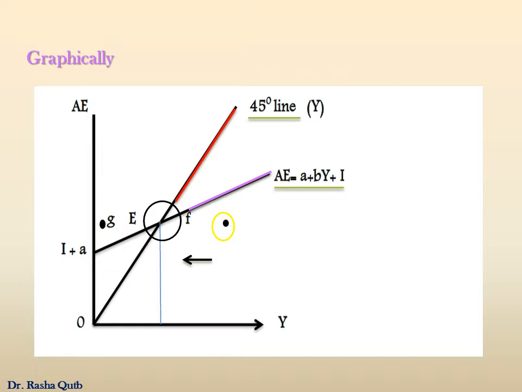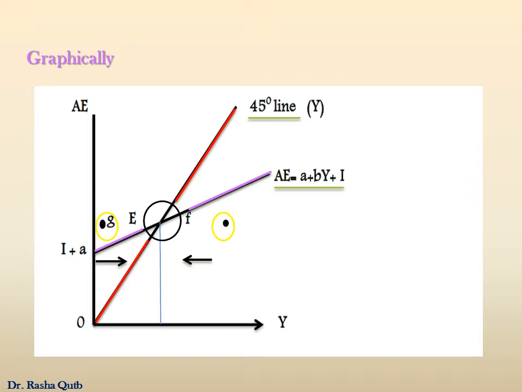Also, to the left of the equilibrium, for example point G, there will not be an equilibrium at point G. Why? Because aggregate expenditures lie above national income, so aggregate demand in goods markets is greater than aggregate supply. So there would be an excess demand. And in order to restore equilibrium, we have to meet this excess demand. So output should increase, sales should increase, and inventory would decrease.